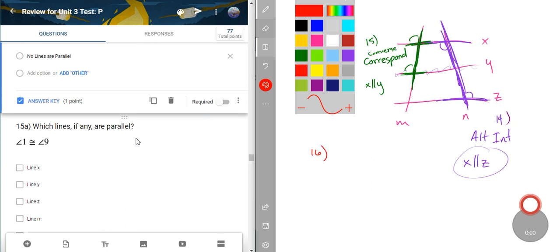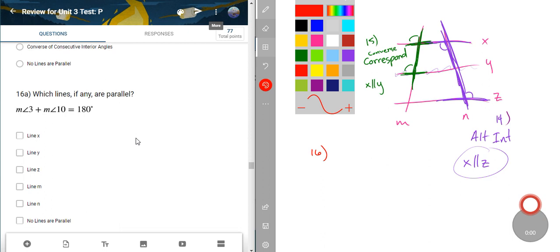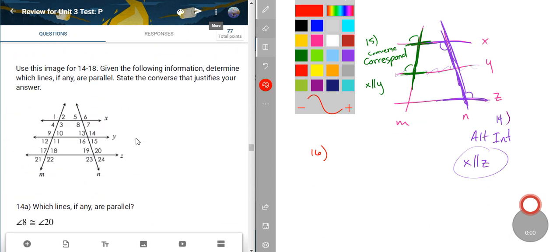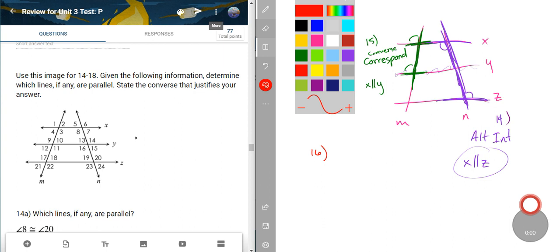Let's look at 16. 16 is 3 and 10 are supplementary. So 3 is here, 10 is there. If those are supplementary, those look like consecutive interior angles. And we know that if our consecutive interior angles are supplementary, then those lines must be parallel. So again, X and Y are parallel, but this time it's the converse of our consecutive interior angles.